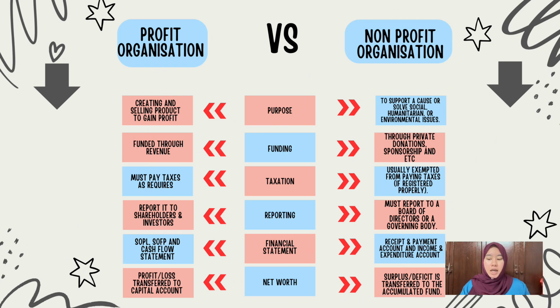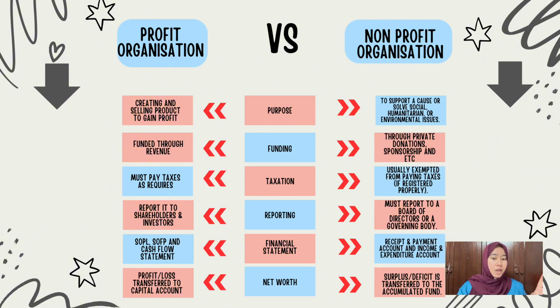Next, we have reporting. For a profit organization, you need to report to shareholders and investors so that they know about it. For a non-profit organization, you must report to a board of directors, a government, or a governing body. Next, for the financial statements for a profit organization, we have the SOPL, statement of profit or loss, SOFP, statement of financial position, and also the cash flow statement. While for the non-profit organization, we have the receipt and payment account, and the income and expenditure account.